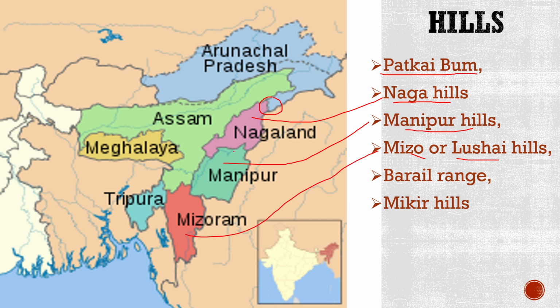Barail Range and Mikir Hills. Mikir Hills is present just to the south of the Brahmaputra River in Assam state. This is Mikir Hills, and Barail Range is present over here at the tri-junction of Assam, Nagaland and Manipur. So I hope the hills are clear. They can ask you the location, between which two states they are present, because already there are questions on the rivers which are shared by many states. So they can ask you simple questions over here. I hope the location is clear.